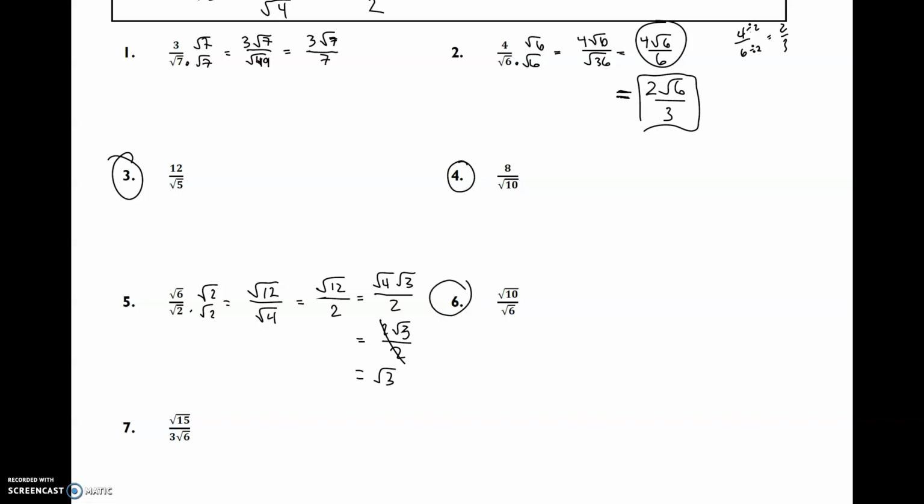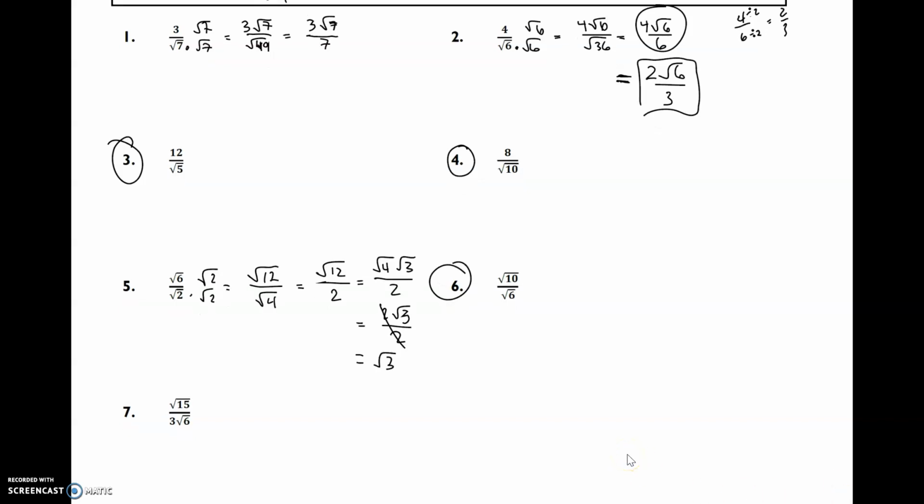Again, I'm going to say you should try number 6 on your own. I'll put the answer up at the end of the video, but I'm going to do one more, and then you can work on your homework. So for this last one, there's a square root on top, and on the bottom there's a 3 square root of 6. Again, this is not any different, but it kind of feels different when doing this.